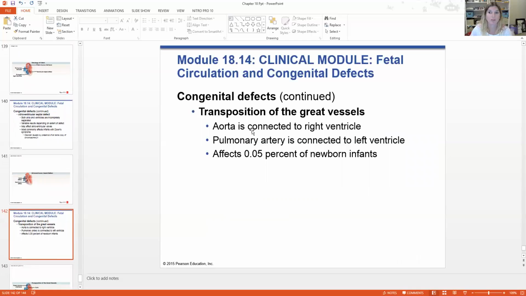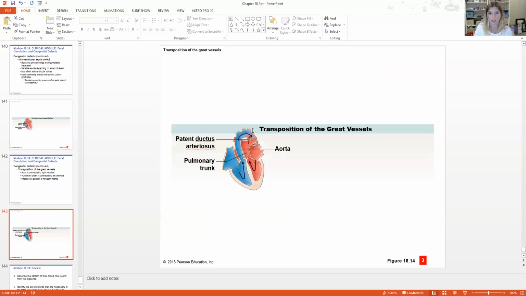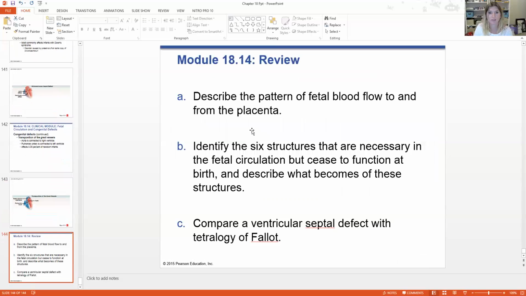There's also the transposition of great vessels. This is when the aorta is connected to the right ventricle and the pulmonary artery is connected to the left ventricle. So you have this kind of switching that occurs of the pulmonary and systemic circuits. Very dangerous. Surgery has to fix that as well.